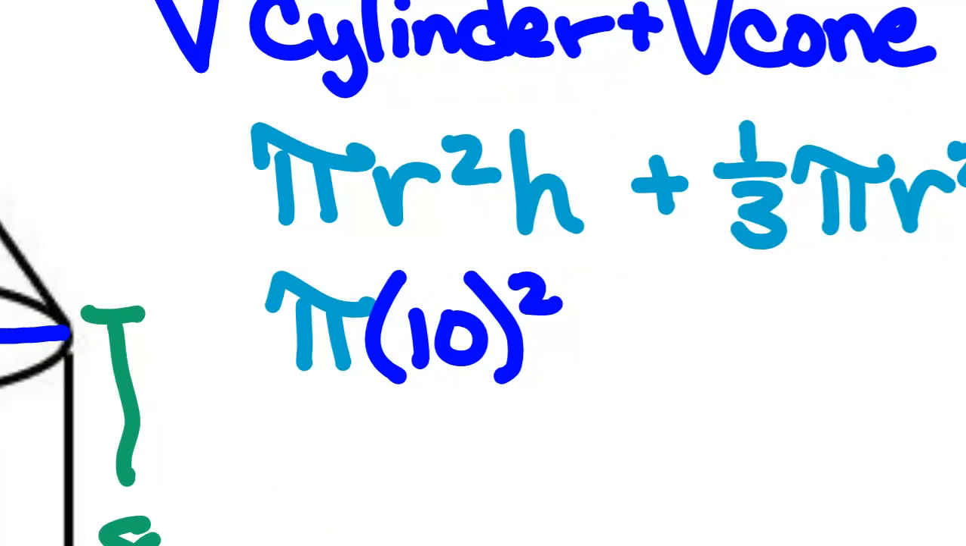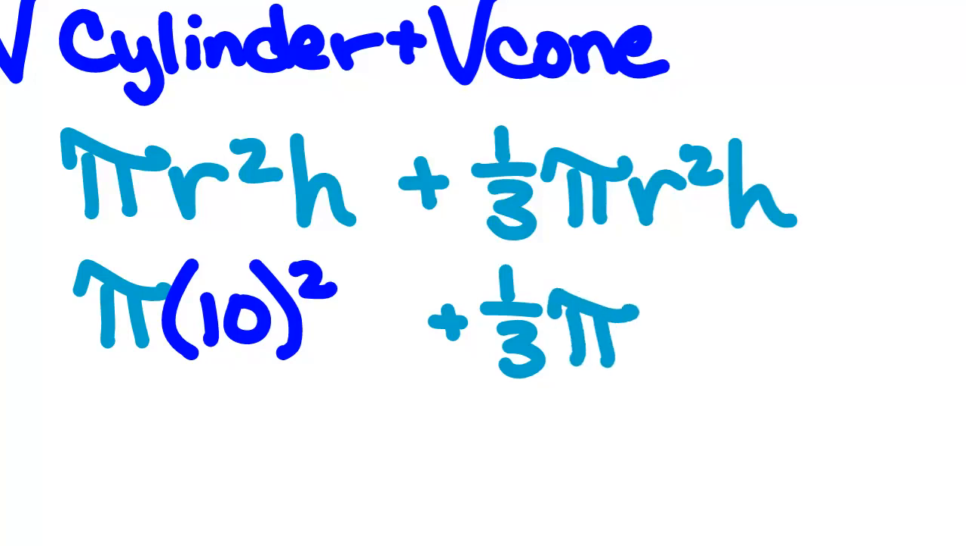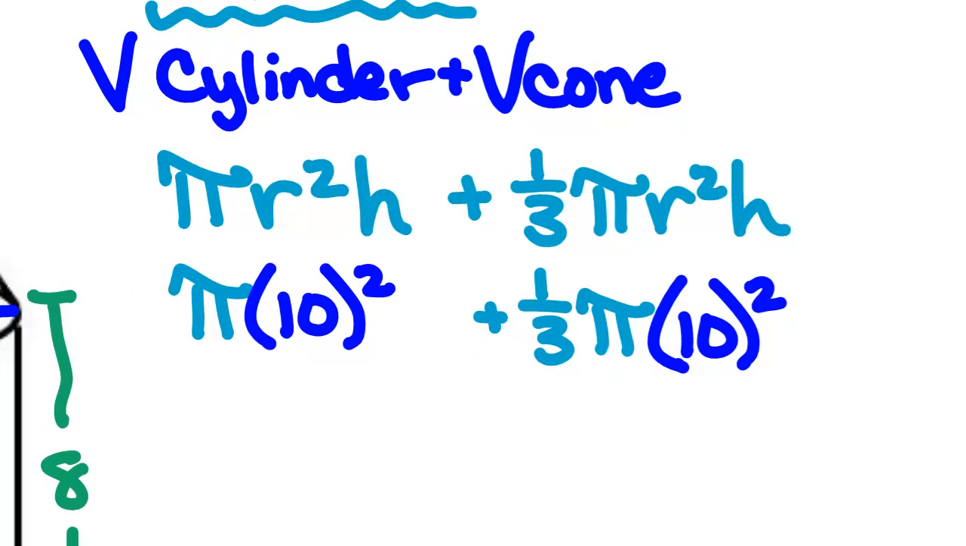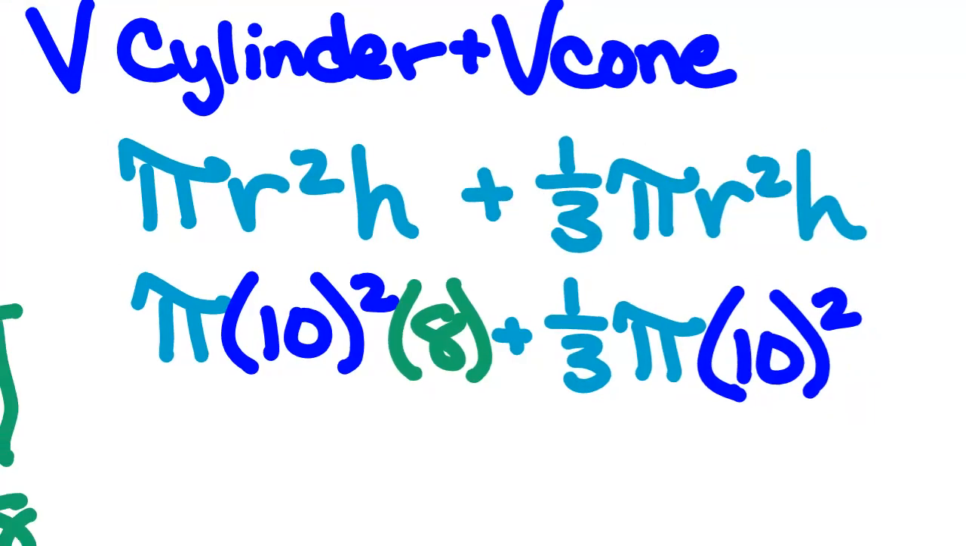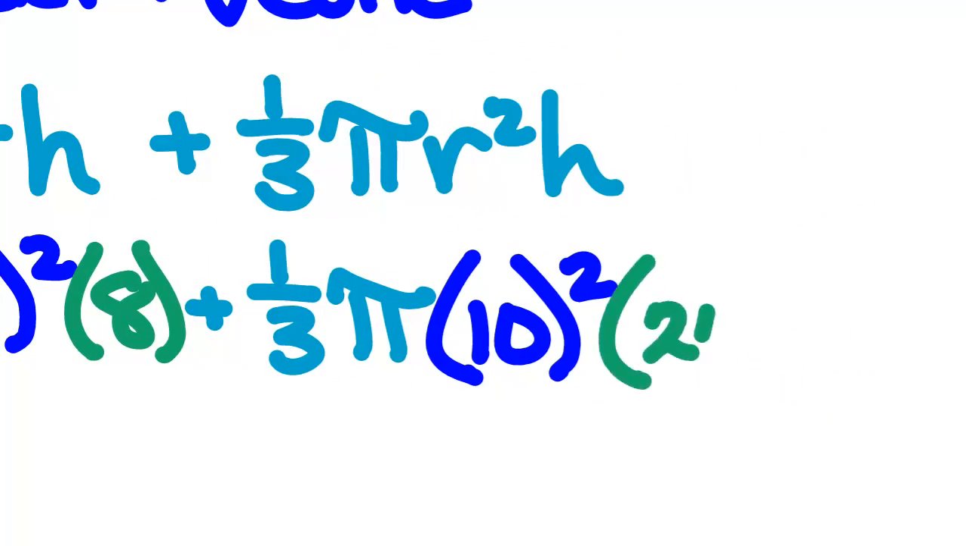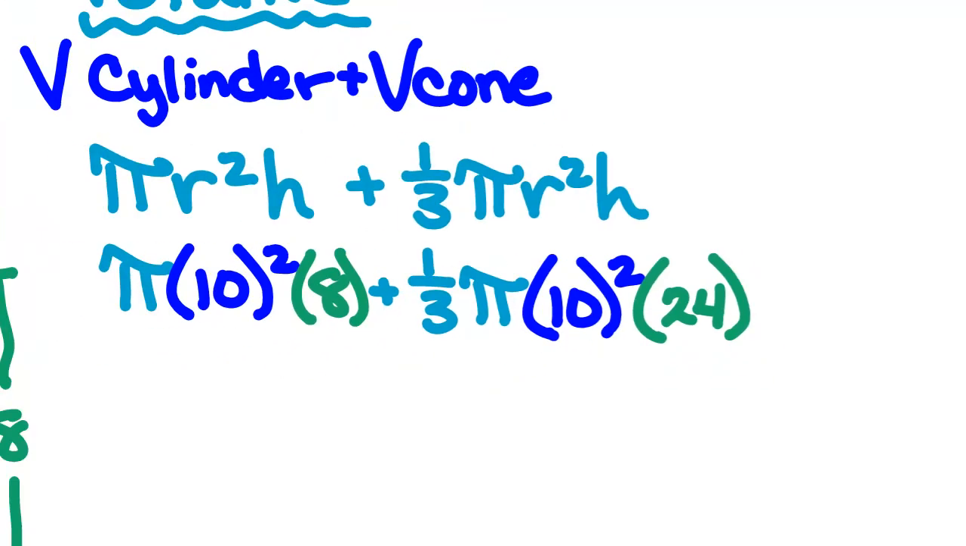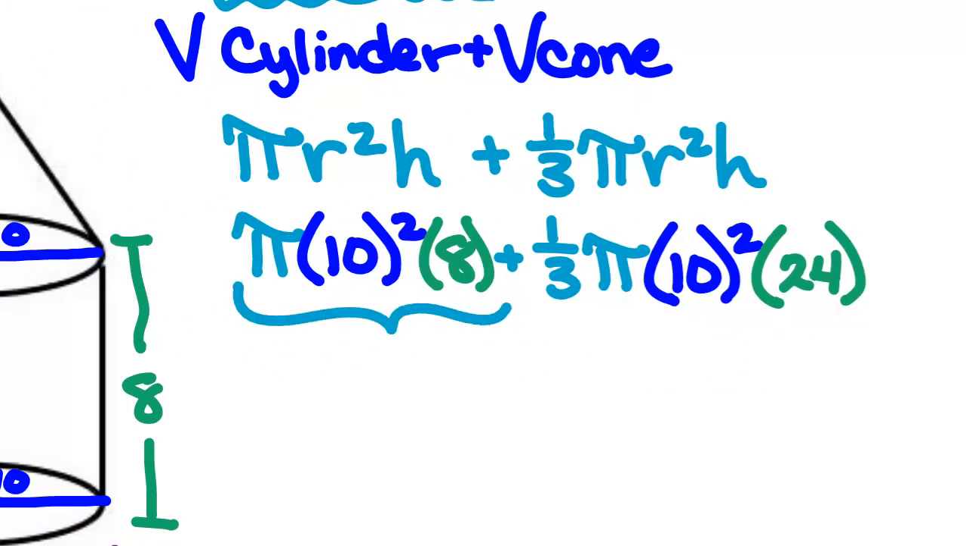I'm going to leave a space for my height. I'm going to come over here to the cone, 1/3 times pi times 10 squared, and then we need to, of course, leave room for the height again. What is the height of the cylinder? 8. So that's what I'm going to put over here with my cylinder volume formula. And the height of the cone, 24. Let's do each of these separately on our calculator. Let's calculate the volume of the cylinder first. Pi times 10 squared times 8.